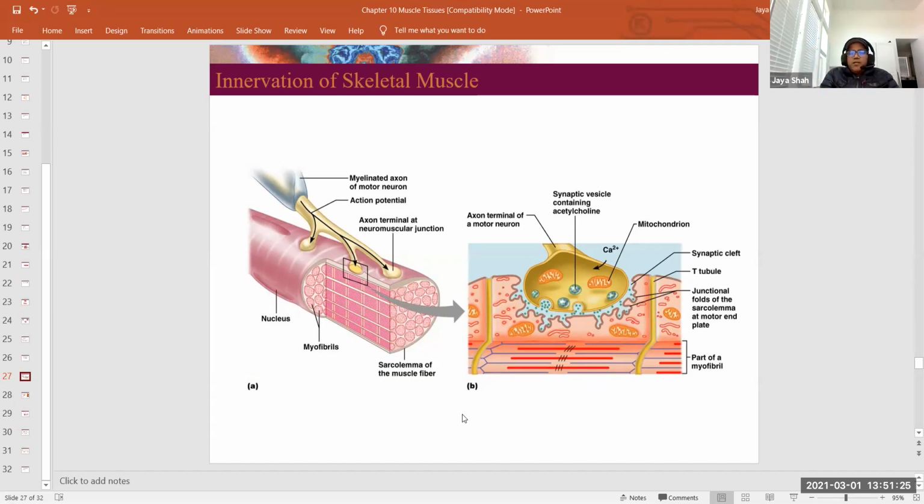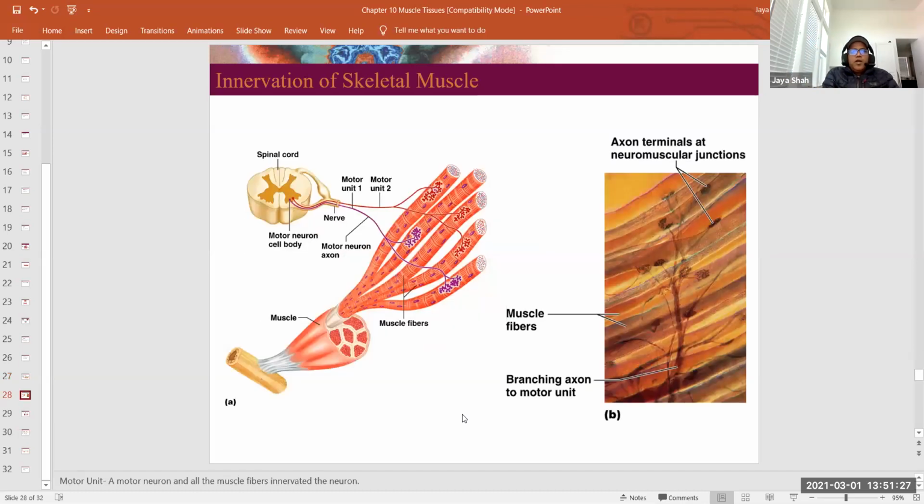How they do that is the part of physiology. Motor unit here, innervation of a skeletal muscle. Skeletal muscles are innervated by the motor neuron. And you can see motor unit 1, motor unit 2. So motor unit 1 is controlling 1, 2, 3 muscle fibers, whereas motor unit 2 is controlling only 2 muscle fibers.